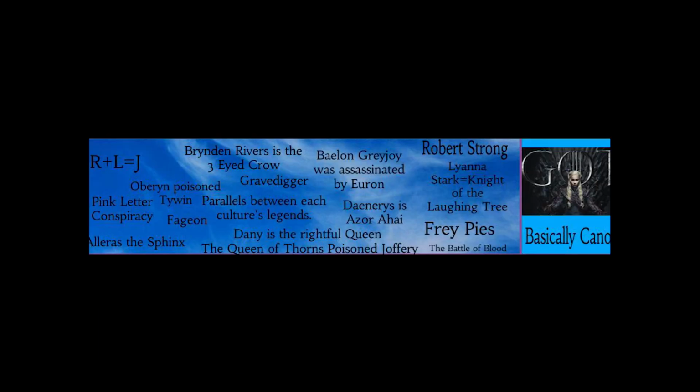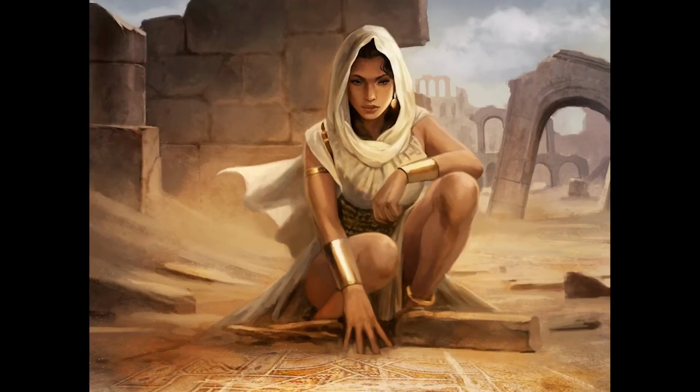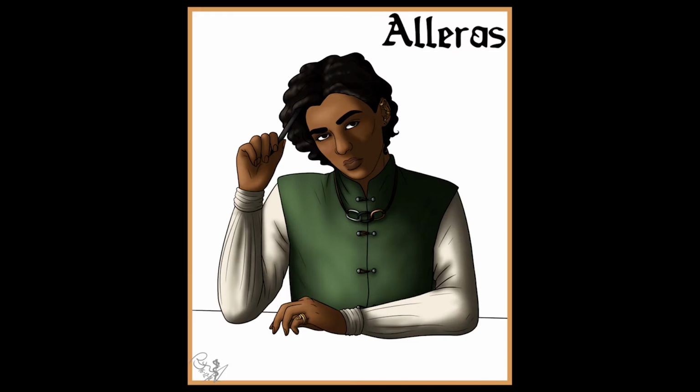Alleras the Sphinx. This one is basically saying that Alleras the Sphinx is actually just Sarella Sand, one of the sand snakes, in disguise. And yeah, it's pretty much canon. Alleras and Sarella, their names are each other spelled backwards. And I really do think that's what it is. However, what I find interesting is the why, why Sarella disguised herself to go to the Citadel.